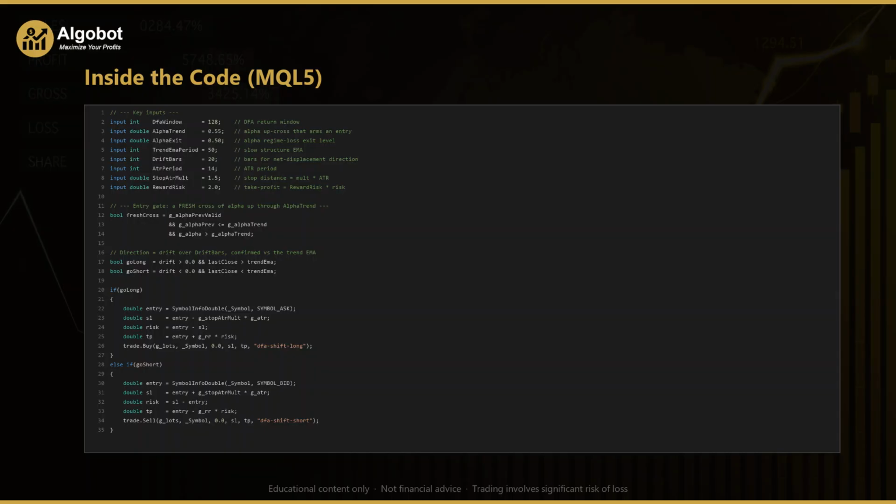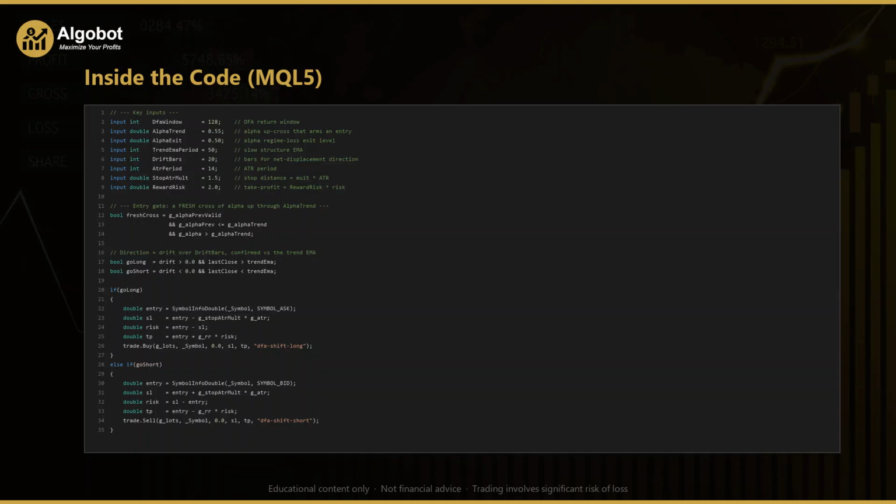AlphaTrend is the level whose upcross arms an entry, and AlphaExit is the level that closes a trade when memory is lost. Trend EMA period, drift bars, and ATR period define the confirmation and volatility tools, while stop ATR multiple and reward risk shape the stop distance and the take-profit ratio.